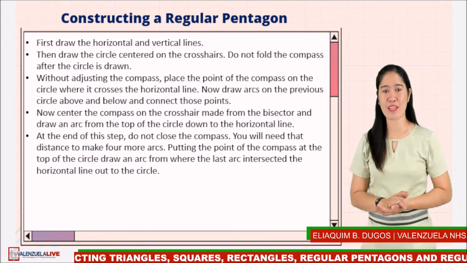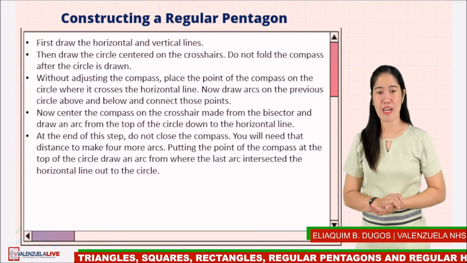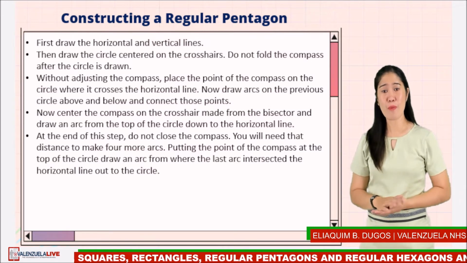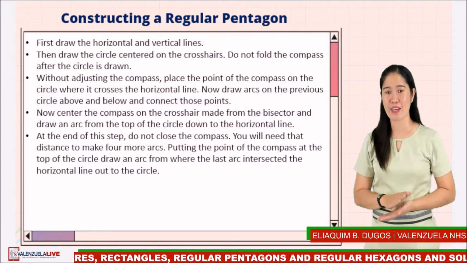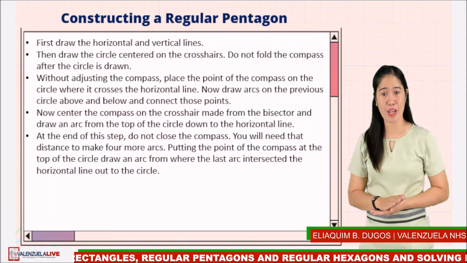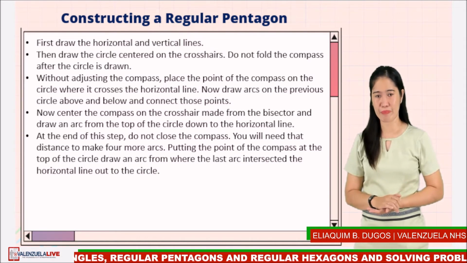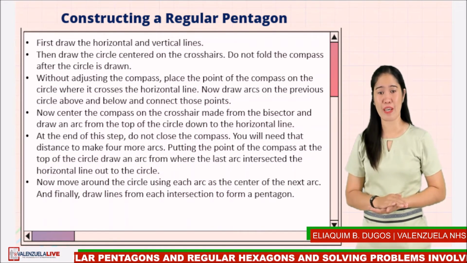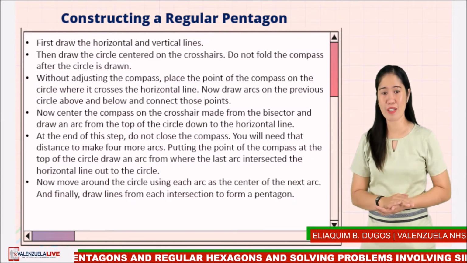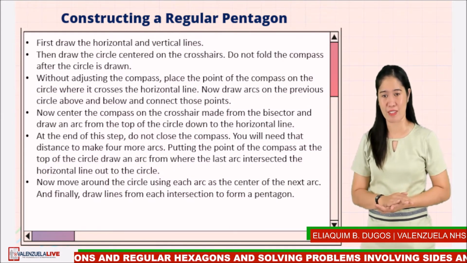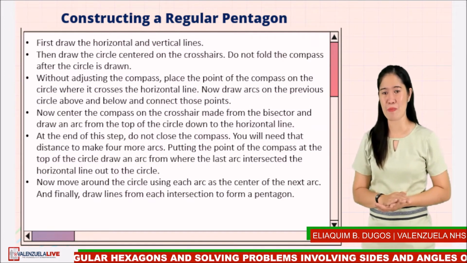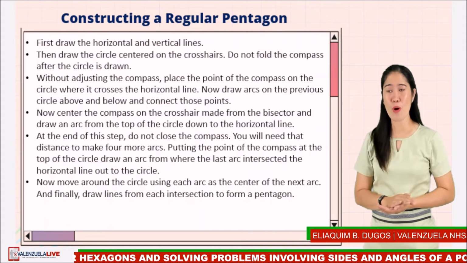Putting the point of the compass at the top of the circle, draw an arc from where the last arc intersected the horizontal line out to the circle. Now, move around the circle using each arc as the center of the next arc. And finally, draw lines from each intersection to form a pentagon.